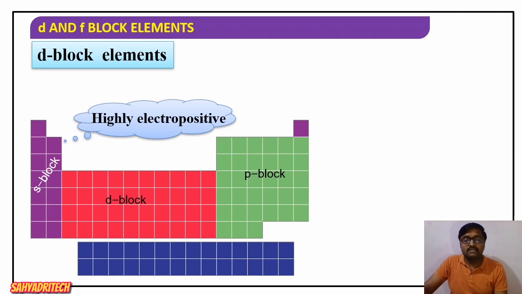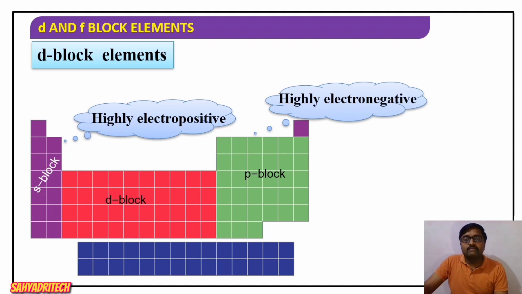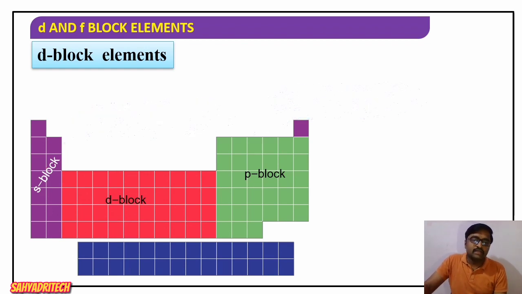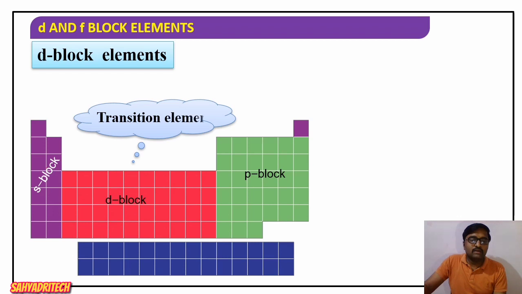On the other hand, what is the property of the P block? P block elements are highly electronegative in nature, opposite to the S block. Electronegative means they have a tendency of accepting one or more electrons readily. Therefore we say they are highly electronegative. Now, in between the S and P blocks we have placed the D block elements. The alternative name for D block elements is the transition elements.